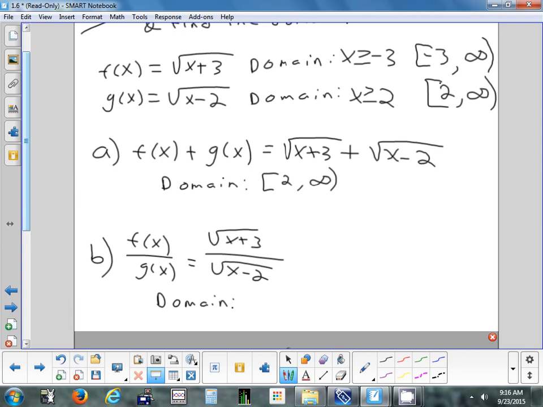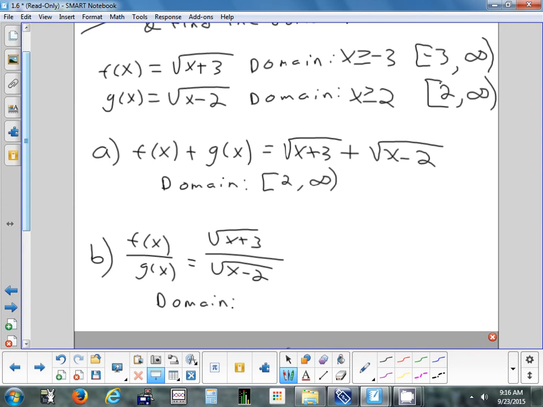Anything greater than 2? Yeah, why did you say anything greater than 2? Why not equal to 2? You said you can't have 0 in the denominator. Right. So if you look at the top, you can pick anything greater than or equal to -3. If you look at just the bottom, forget it's a fraction. Just look at the square root of x minus 2. We can pick anything greater than or equal to 2. But then look at the whole fraction.